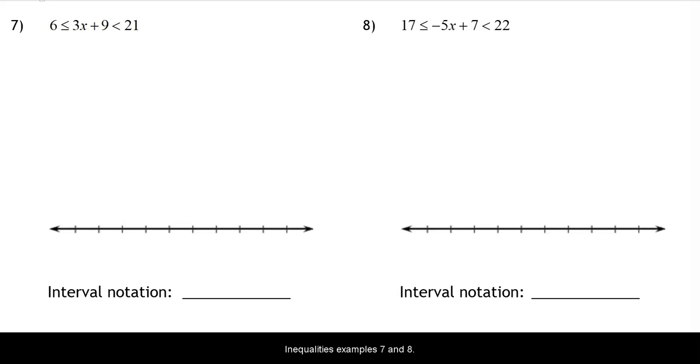Inequalities Examples 7 and 8. Example 7: 6 is less than or equal to 3x plus 9 less than 21.